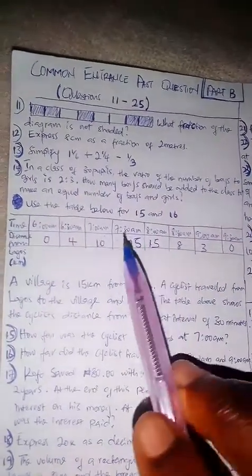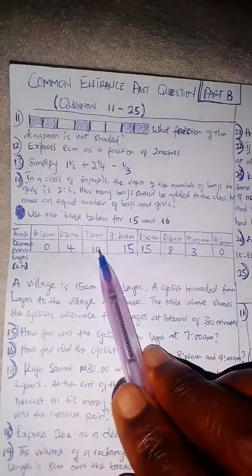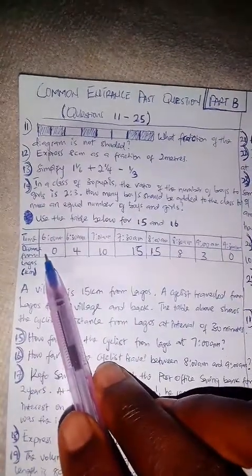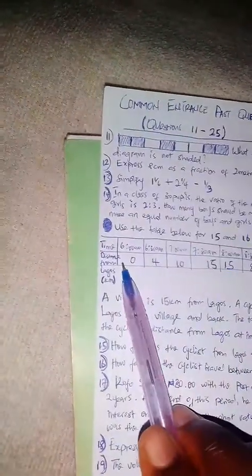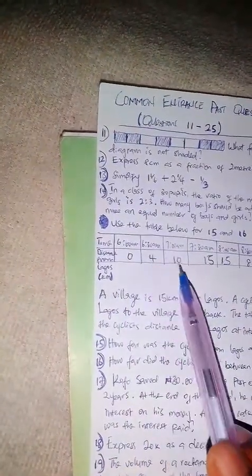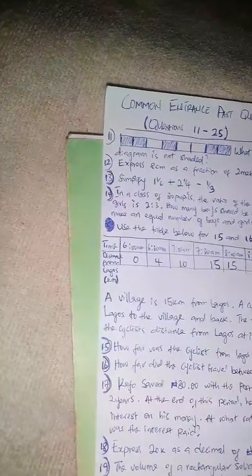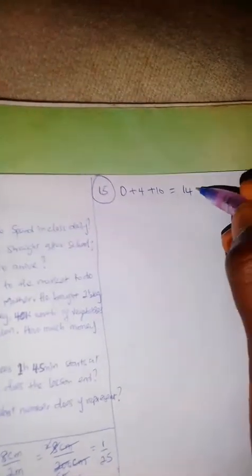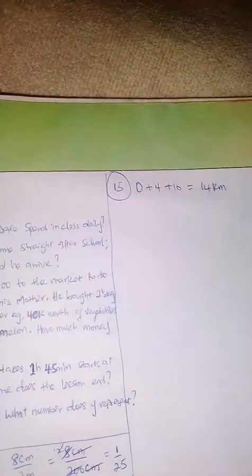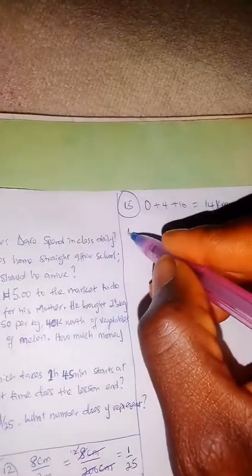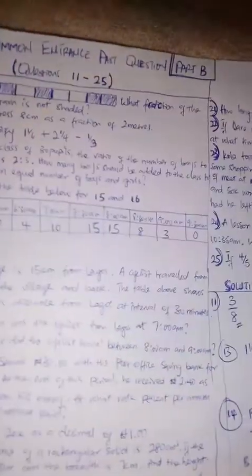We have this as 7 a.m. How far is he from Lagos in that case? So this is 0 plus 4 plus 10. That will give us the total number in that case. So how far he was is 0 plus 4 plus 10. That's 14 kilometers.